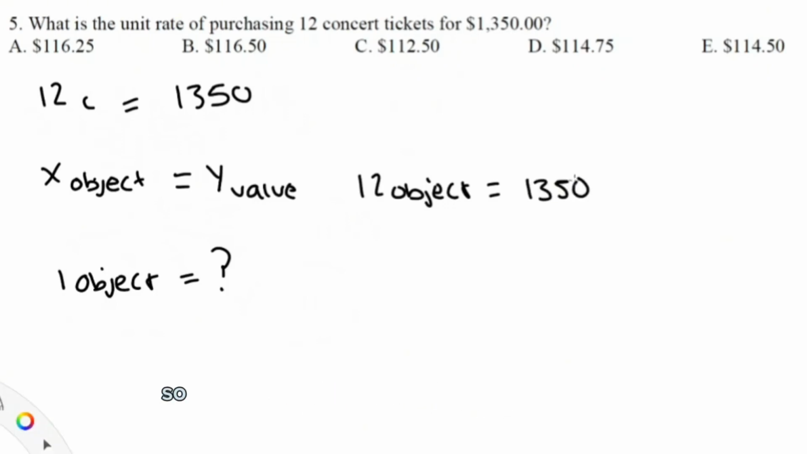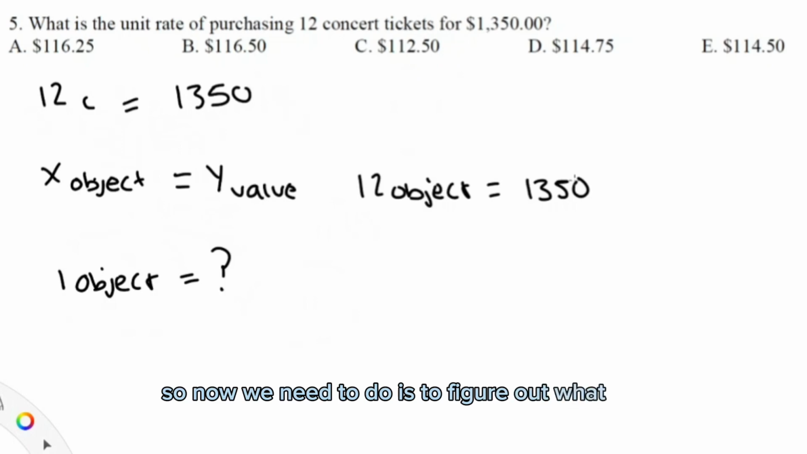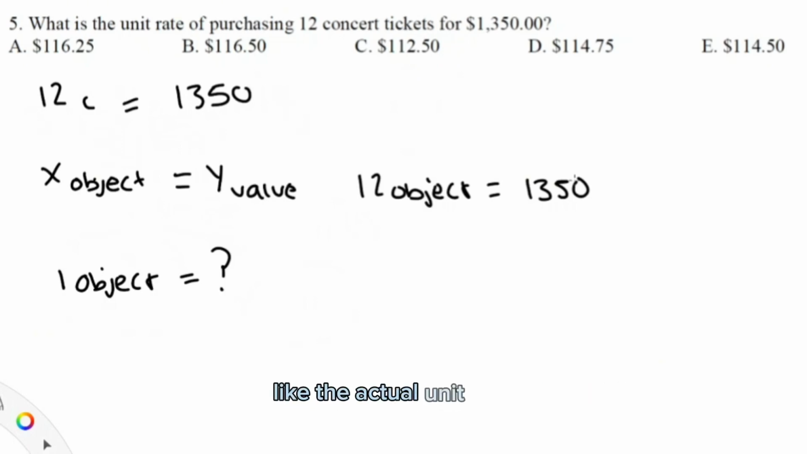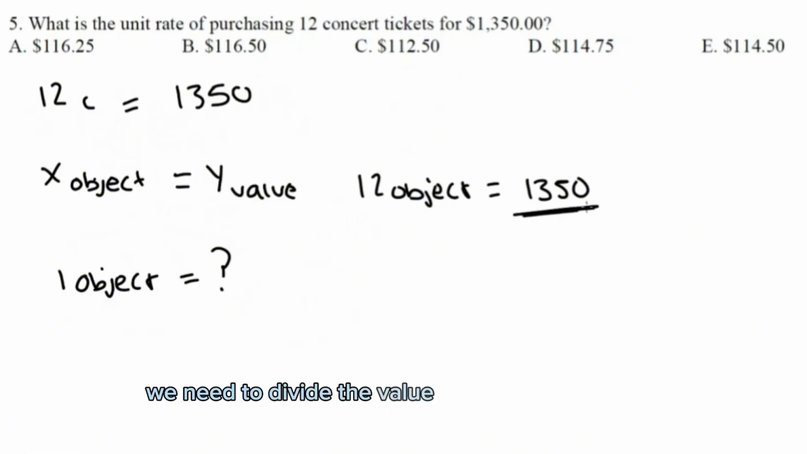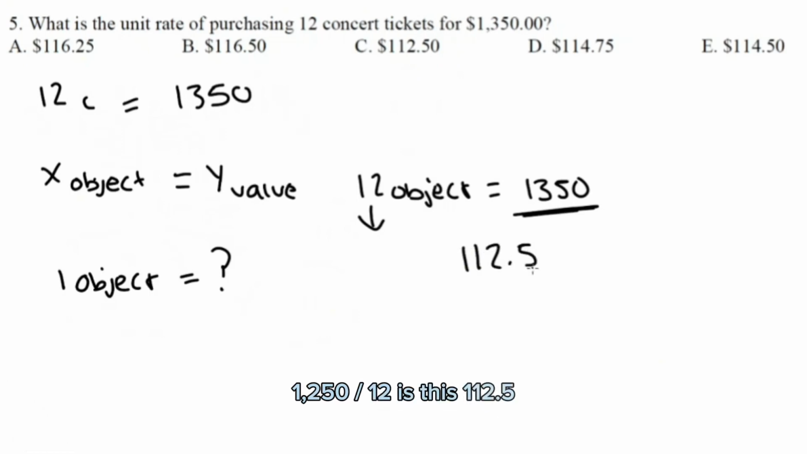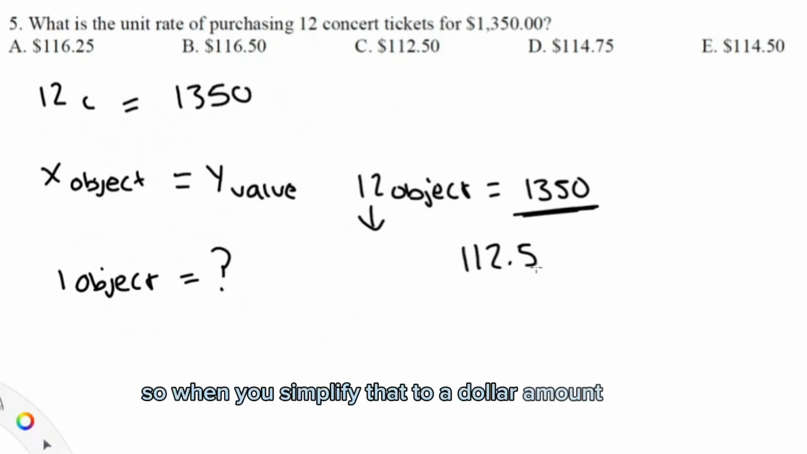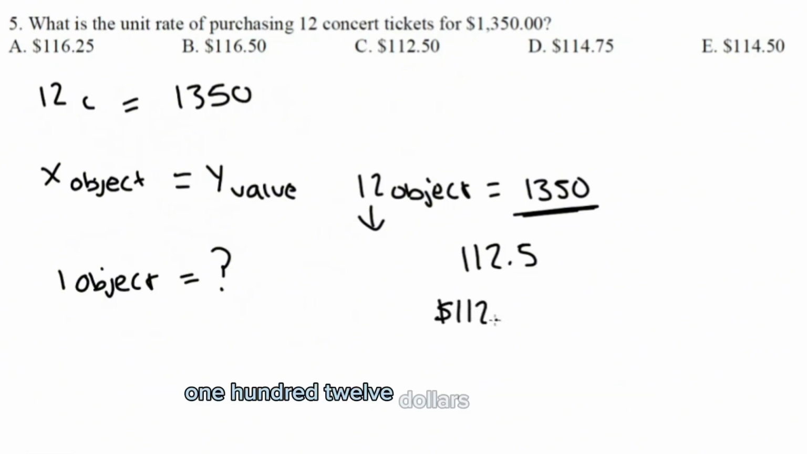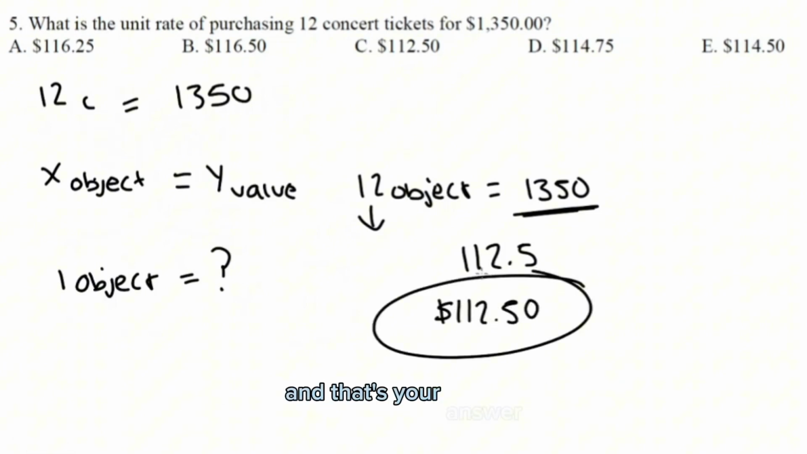Alright, so now what we need to do is to figure out what the actual unit rate is, which is one object. We need to divide the y value by the x value. So that would just be 1,350 divided by 12. 1,350 divided by 12 is just 112.5. So when you simplify that to a dollar amount, that's $112.50, and that's your answer.